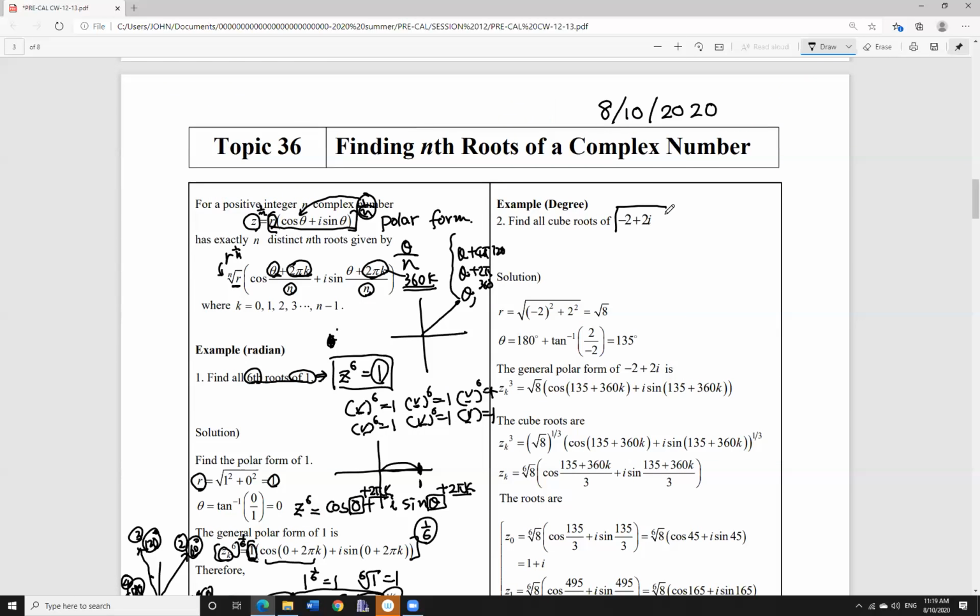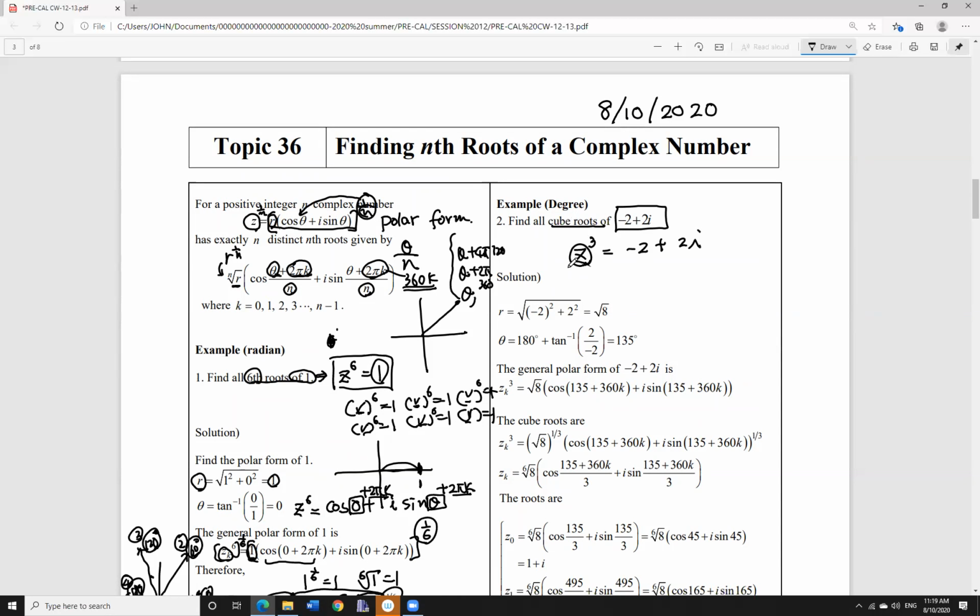Now over here, this is a complex number. Find all cube roots. So we're going to find roots again. This is the root. When you make it a cube, this equals negative 2 plus 2i. We're going to find all the roots over here, okay?